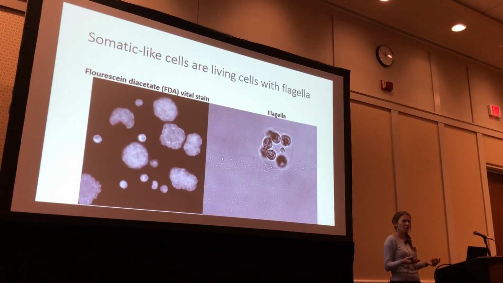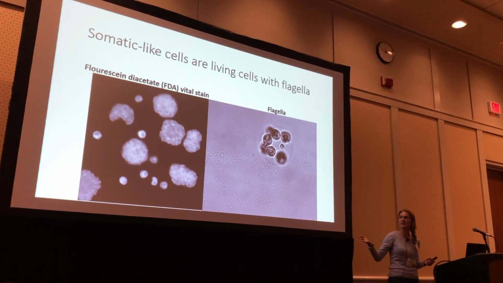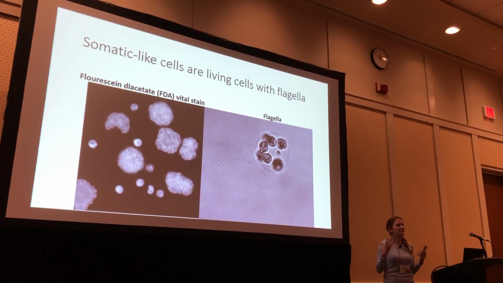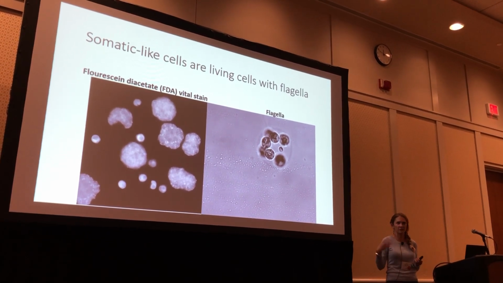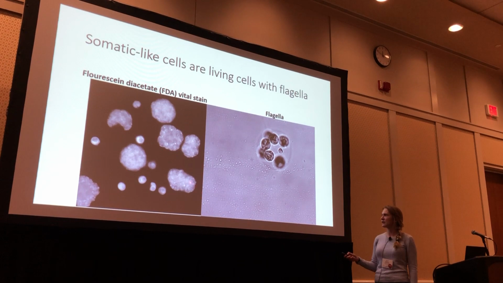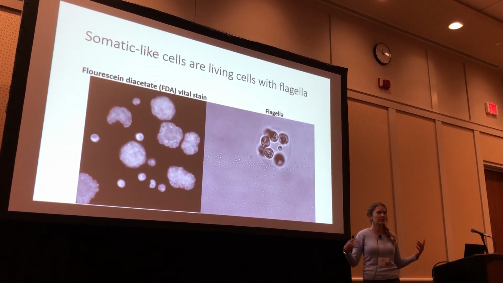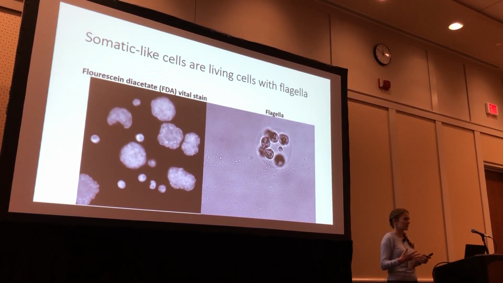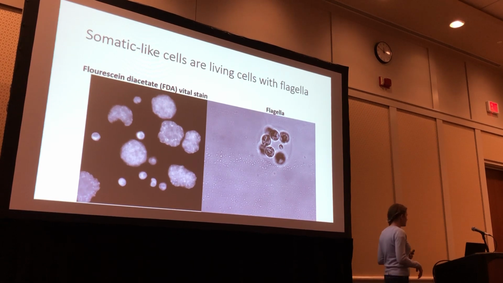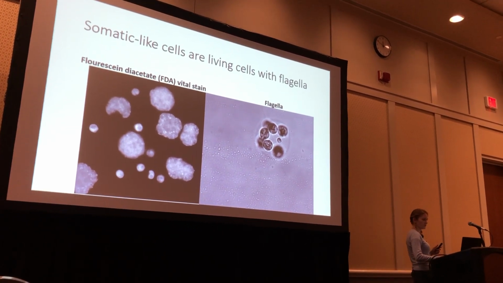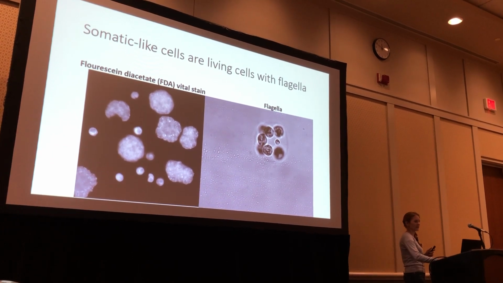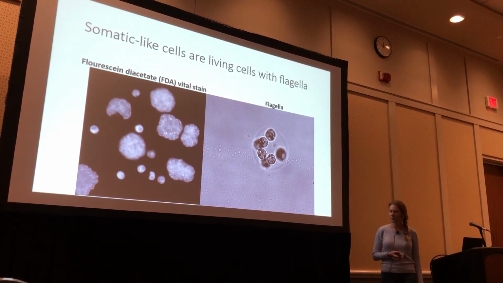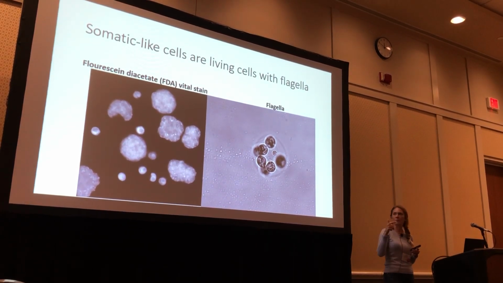So first, I cold shock these colonies and I stain them with a stain called fluorescein diacetate, which permeates cells, and if those cells are alive, it's cleaved by non-specific enzymatic activity and those cells fluoresce. So you see here that the large reproductive cells are fluorescing, like you would expect, but these small somatic-like cells are also fluorescing, because they are most likely alive. Additionally, I took a video of these colonies, and you can see the somatic-like cell right here has flagella, and you can see that those flagella are beating.